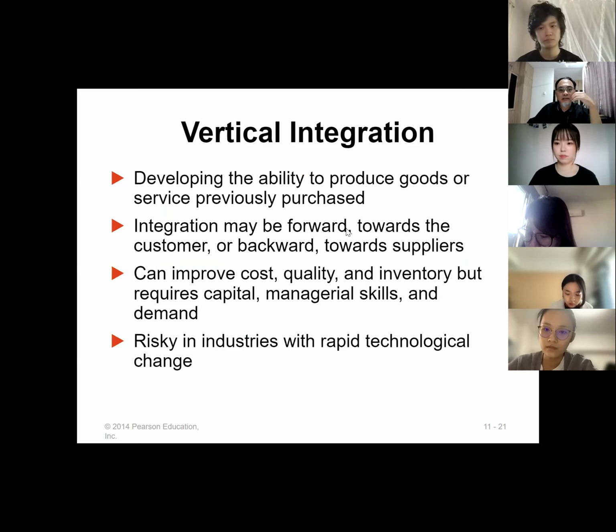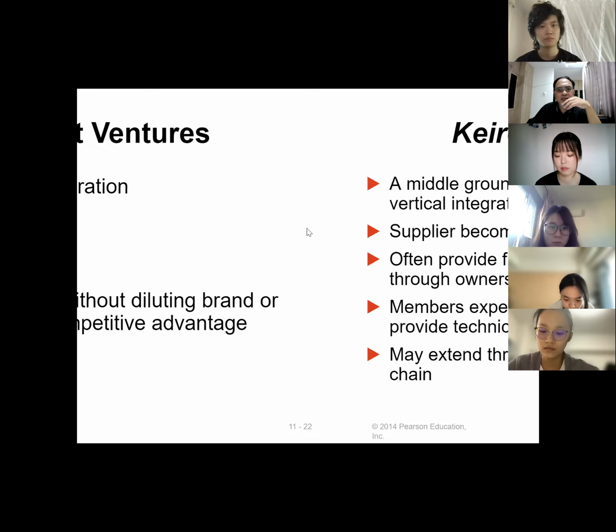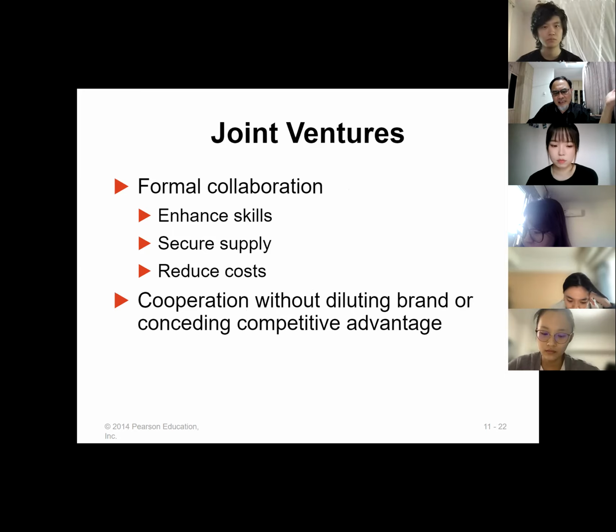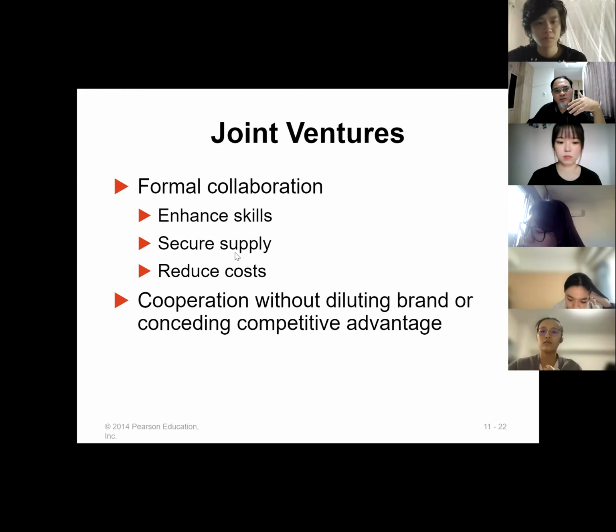It is one of the methods by which sourcing is done by companies. You can have many suppliers, you can have vertical integration, and you can have joint ventures. Joint ventures between big companies, for example, Nissan and Renault, or Peugeot, BMW and Daimler, or even Geely and Volvo. They have formal collaboration to reduce cost, secure supply, and so on. So you can read about this.